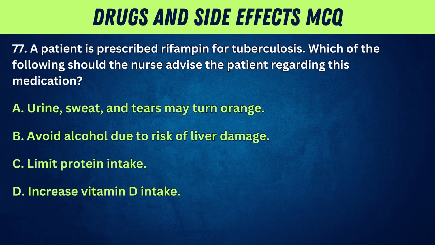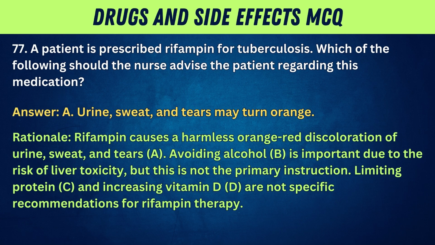77. A patient is prescribed rifampin for tuberculosis. Which of the following should the nurse advise the patient regarding this medication? A. Urine, sweat, and tears may turn orange. B. Avoid alcohol due to risk of liver damage. C. Limit protein intake. D. Increase vitamin D intake. Answer: A. Urine, sweat, and tears may turn orange.